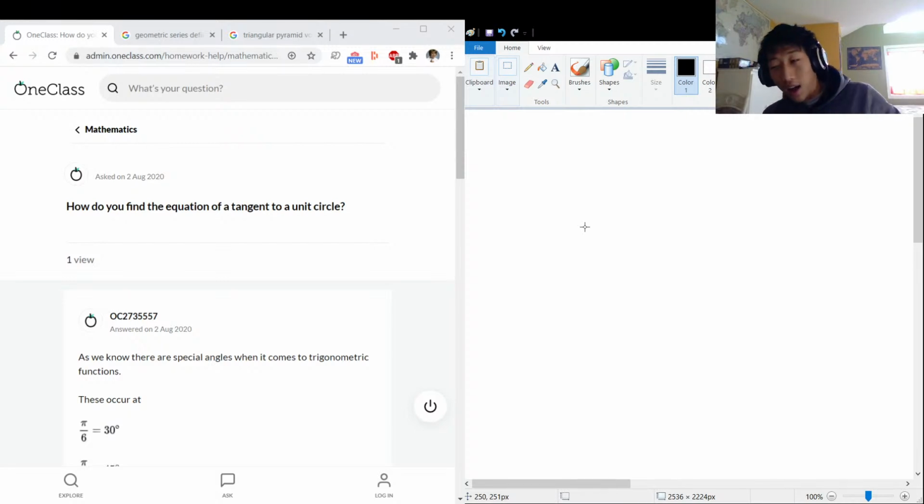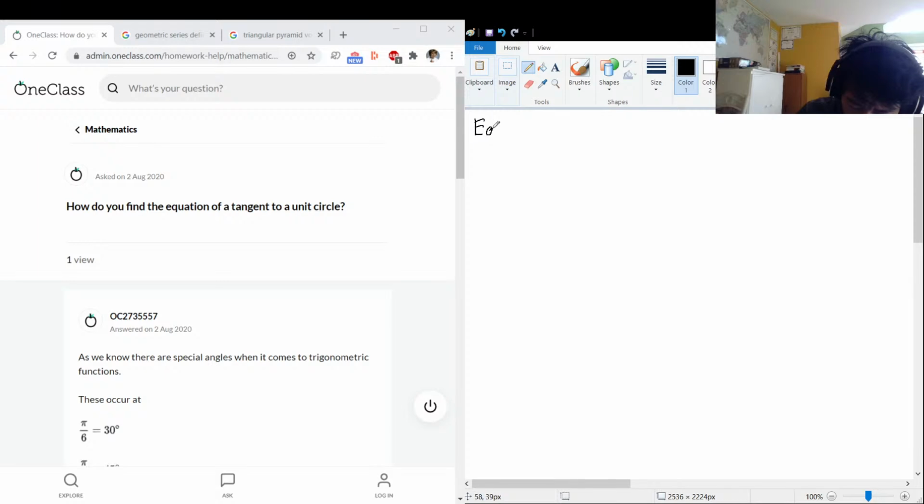Okay. I really like this question. How do we find the equation of a tangent to a unit circle? I'm going to assume that we need to find the tangent line equation. Equation of tangent line to unit circle.